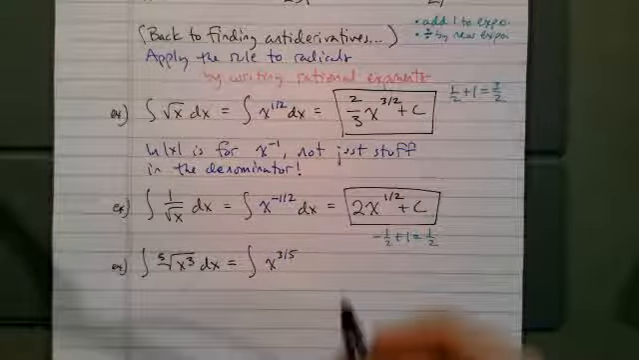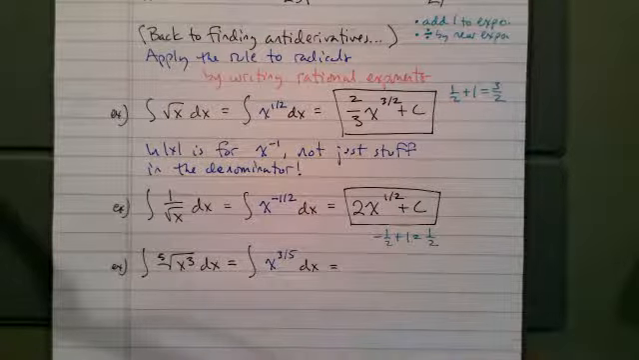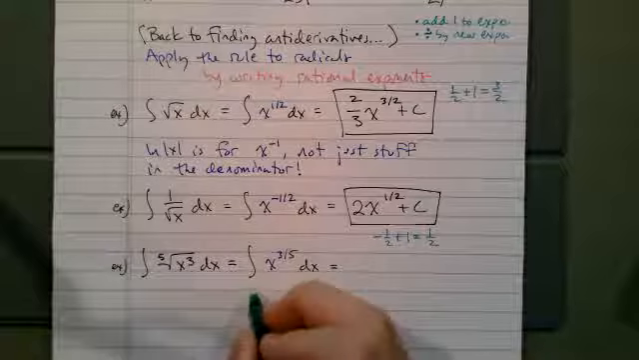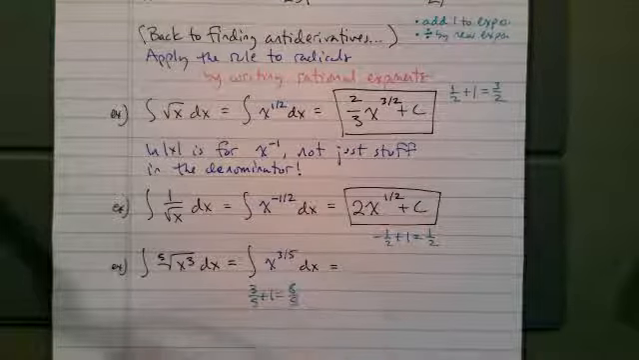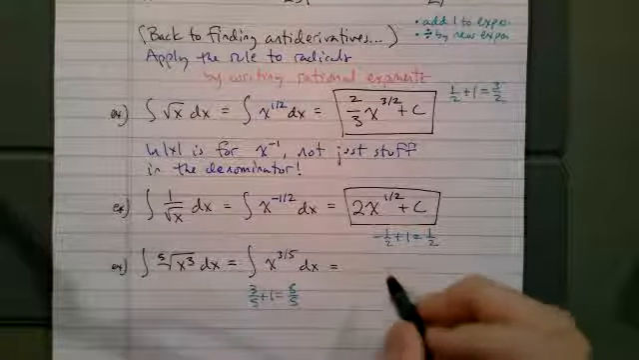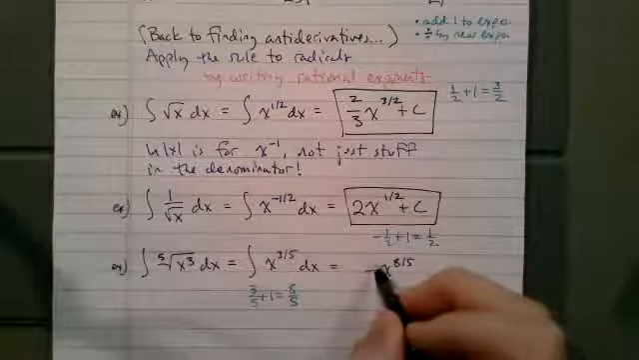So the integral of the 5th root of x to the 3rd is the integral of x to the 3/5 dx, where we add 1 to the exponent, so 3/5 plus 1 is 8/5. So I'll have x to the 8/5 and divide by the new exponent, so times 5/8.